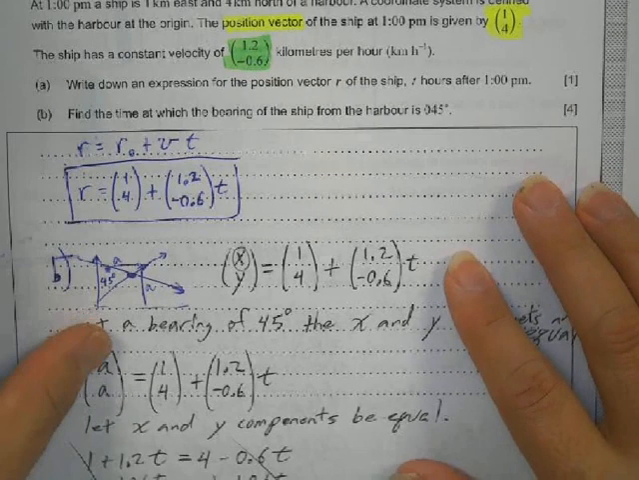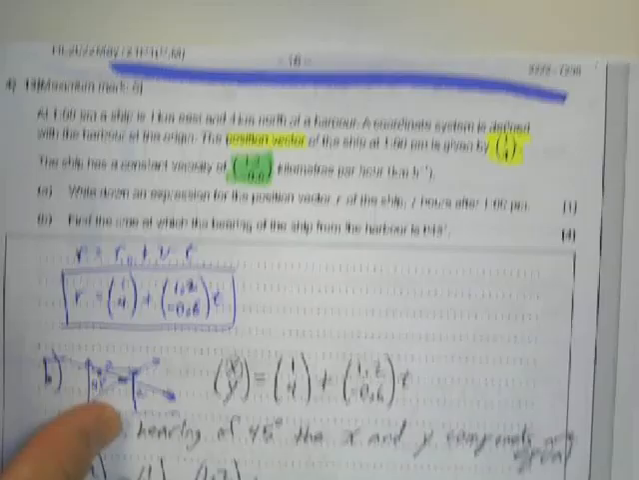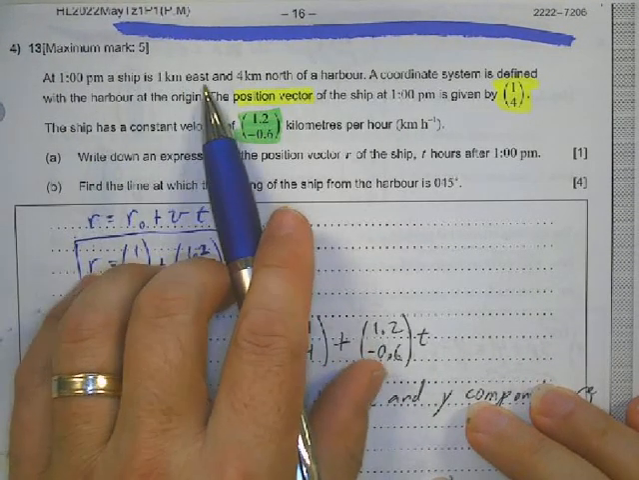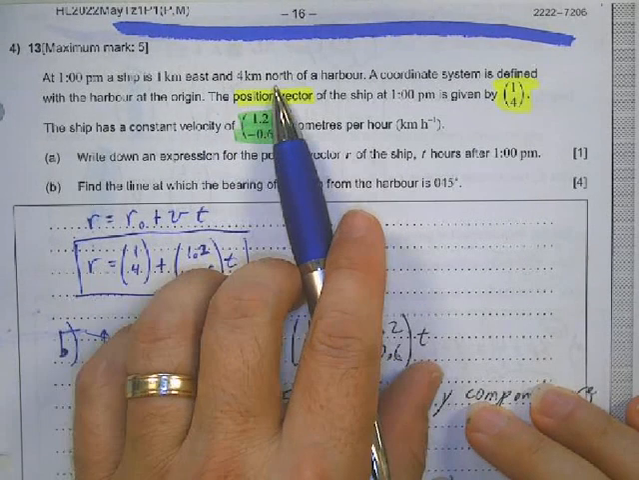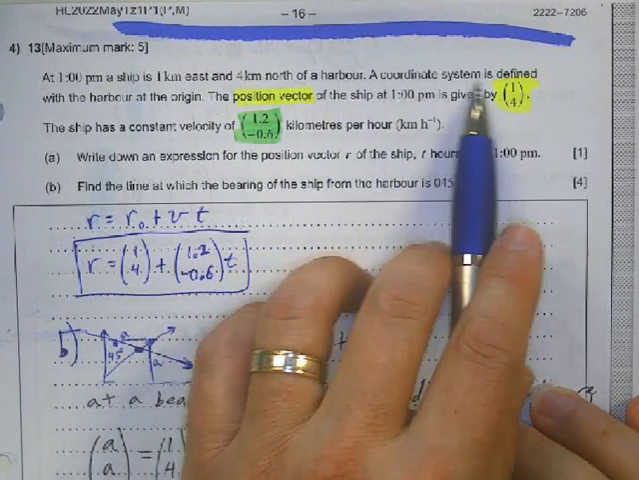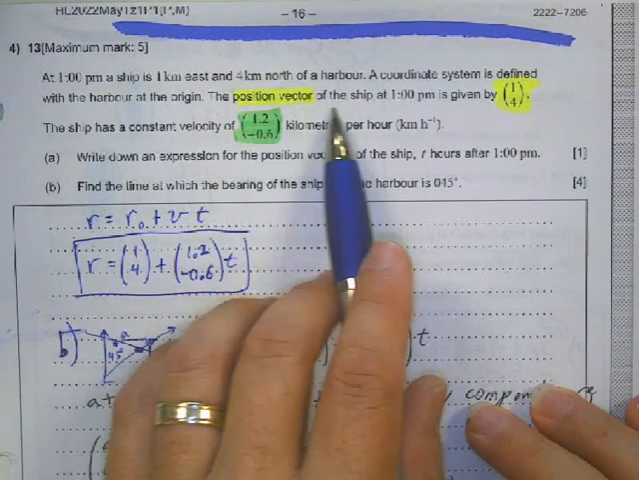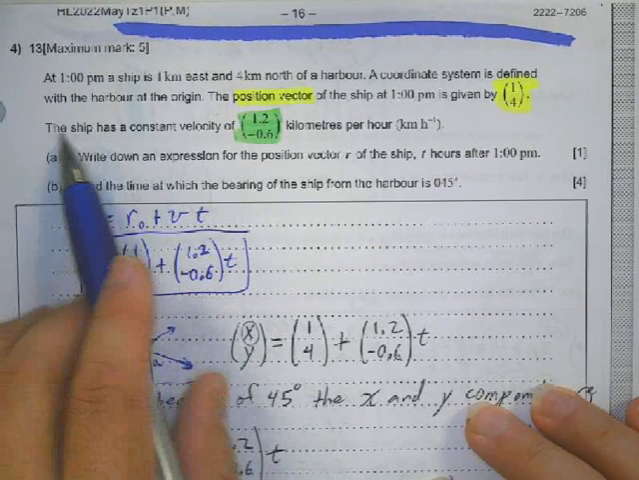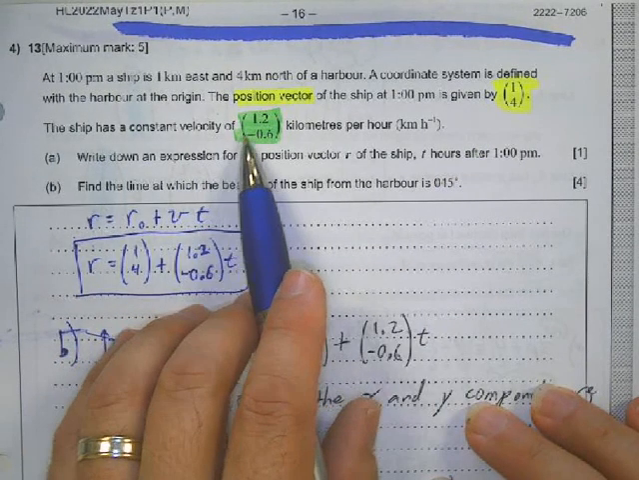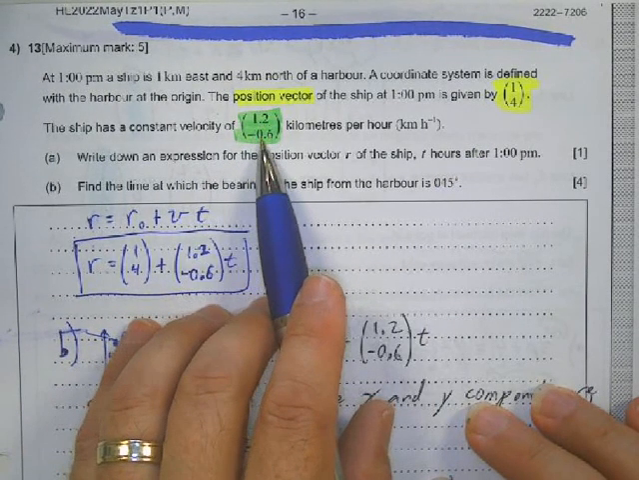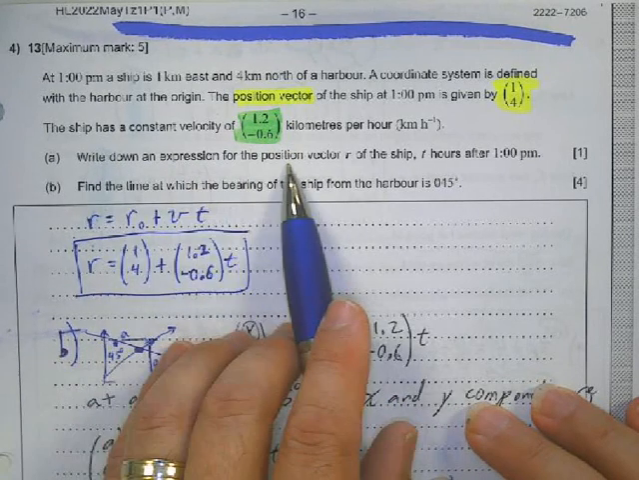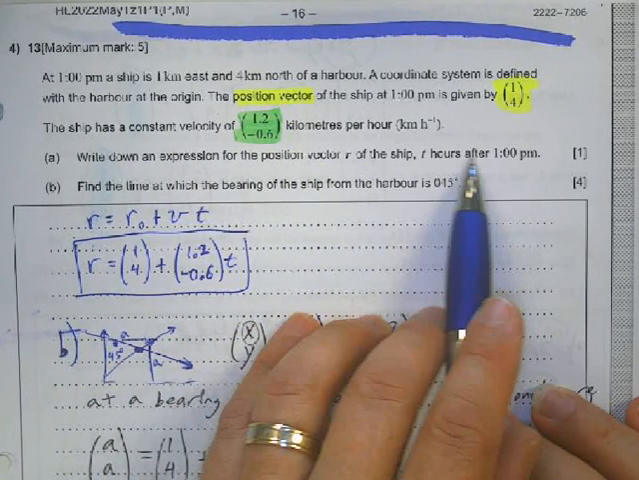Question 4. At 1 p.m., a ship is 1 kilometer east and 4 kilometers north of the harbor. The position vector of that is 1, 4. The ship has a constant velocity of 1.2 and negative 0.6. Write down an expression for the position vector of the ship after 1 p.m.